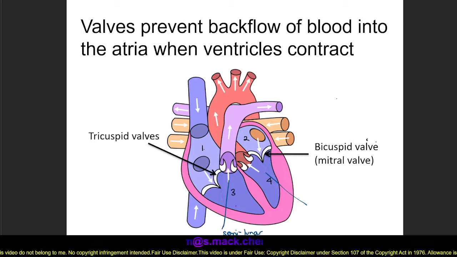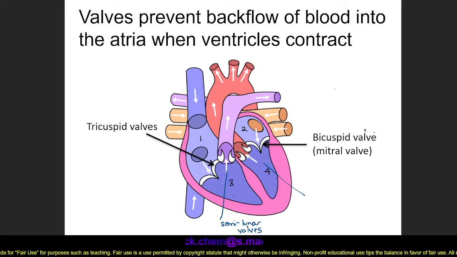Right, so we're not going to go into the backflow that is prevented when these valves close. All I want to go through is what happens with our tricuspid and bicuspid valves, right, which are found in between the atria and the ventricles. Remember that these valves prevent backflow of blood into the atria when the ventricles contract.